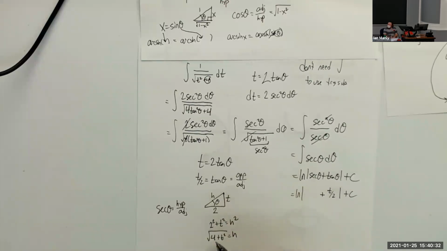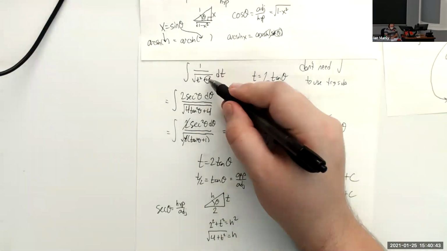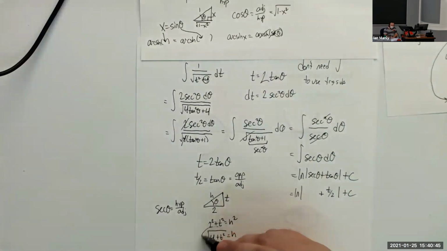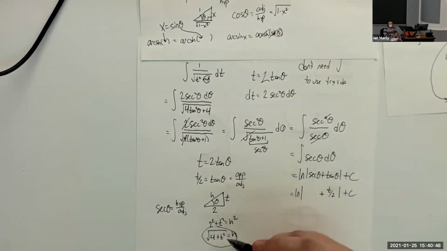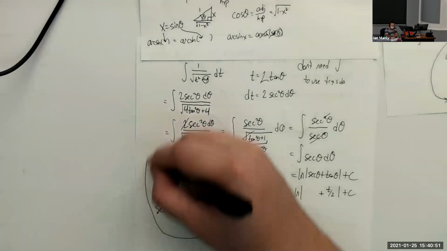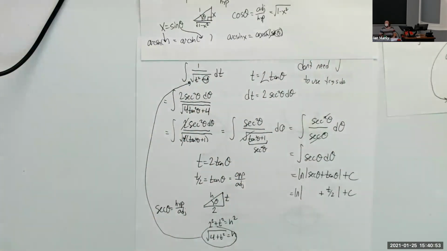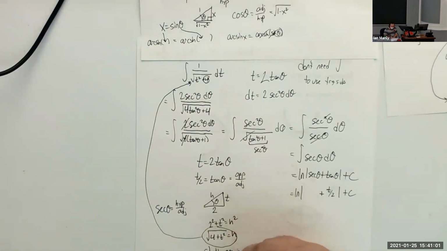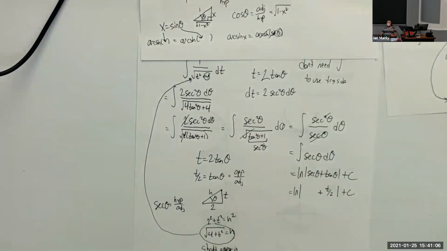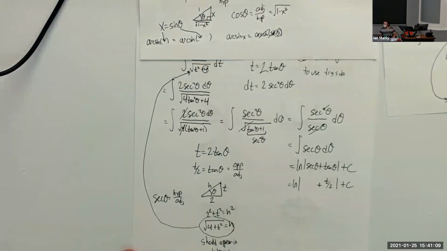Now this guy might look familiar. Where did we see root 4 plus t squared before? Where has this shown up? Yeah, it showed up at the beginning of the problem. And that's one way to check your work. So when you make the triangle here, this, or at least something very similar to it, should appear in your integral. If this does not appear in your integral, that means you may have made a little bit of a mistake along the way, and you may want to check your work here.